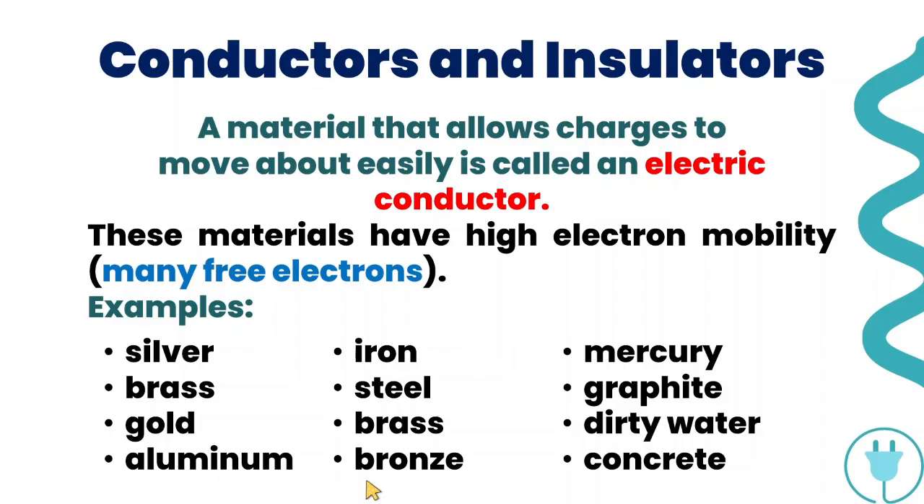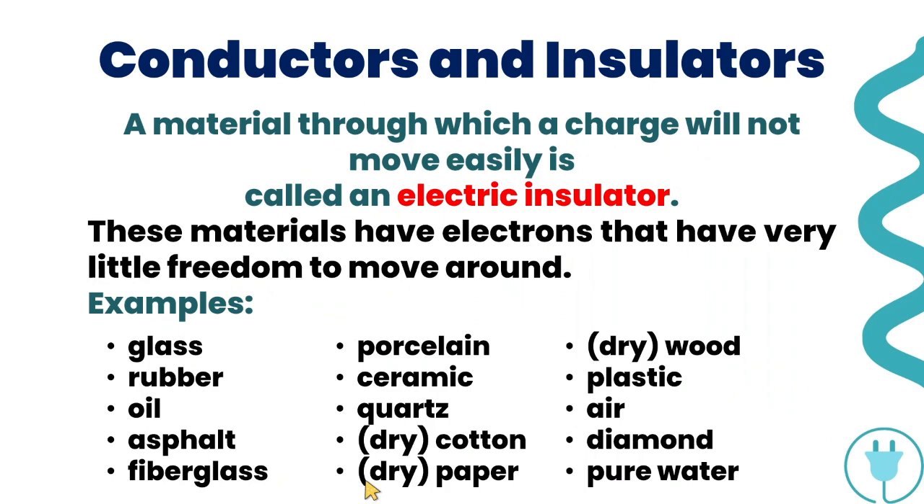So these materials have high electron mobility, or we can say they have many free electrons. Examples of conductors are silver, brass, gold, aluminum, iron, steel, bronze, mercury, graphite, dirty water, and concrete. A material through which a charge will not move easily is called an electric insulator. These materials have electrons that have very little freedom to move around.